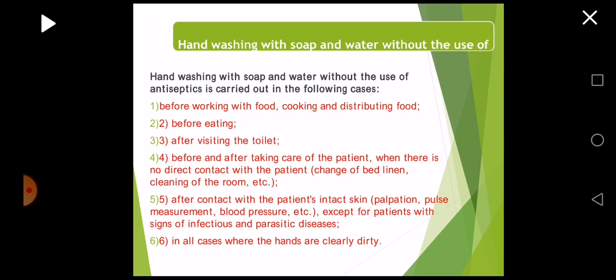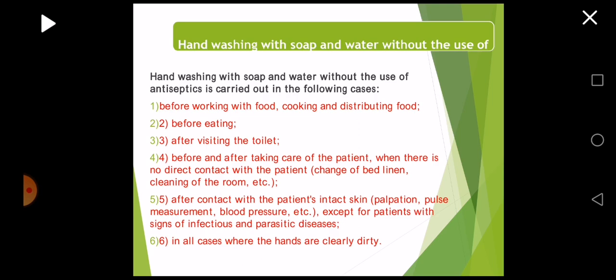Hand washing with soap and water without the use of antiseptics is carried out in the following cases. First, before working with food, cooking and distributing food. Second, before eating. Third, after visiting the toilet. Fourth, before and after taking care of the patient, when there is no direct contact with the patient.